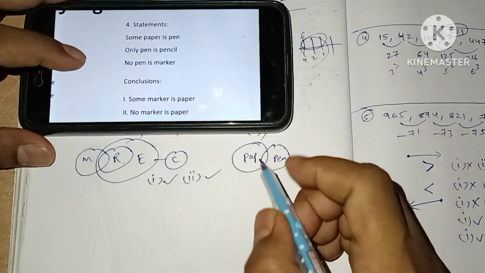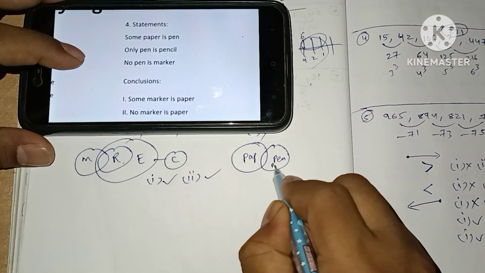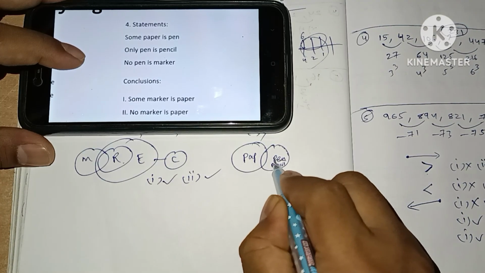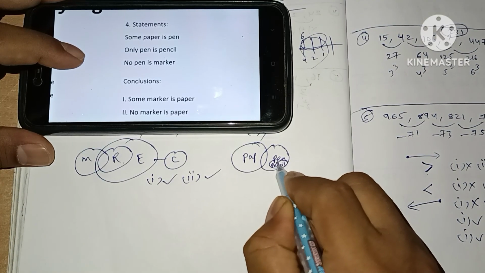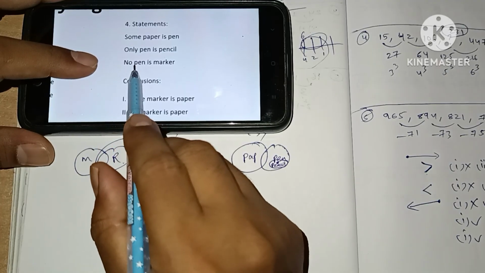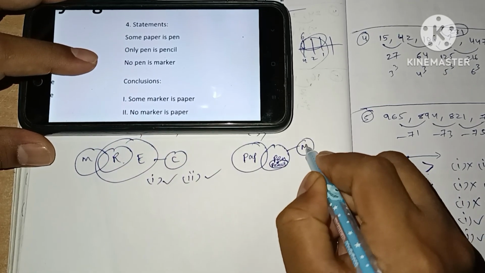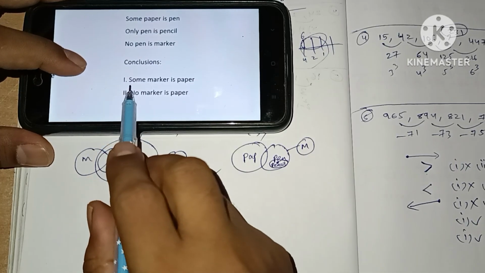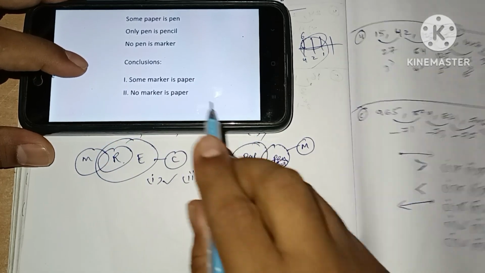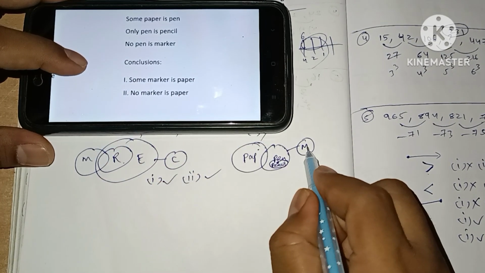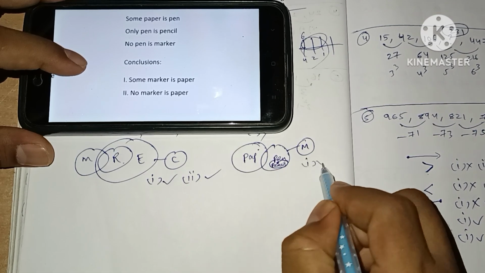Only pen is pencil. So pencil is inside pen and doesn't share with anything except a pen. Let's see the third statement. No pen is marker. Conclusion: some marker is paper. It is a direct conclusion and there is no relation between these two. So the first conclusion will be false.